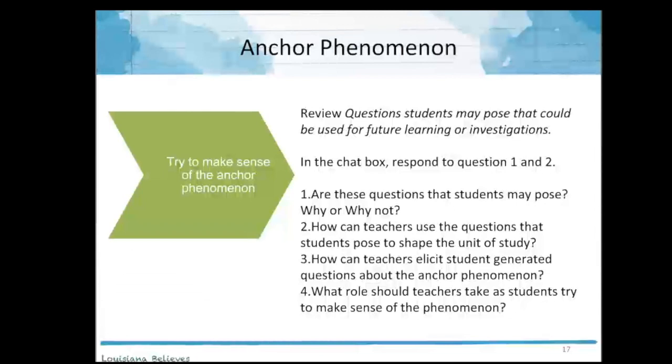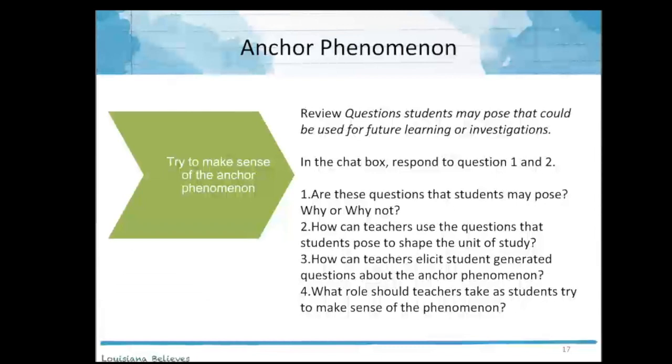The second part that some of you mentioned is that students may not use key vocabulary terms. Students may not ask every portion of the question. That is okay. What's important here is for teachers to know and understand that this is some of the content that will be addressed throughout the unit of study.